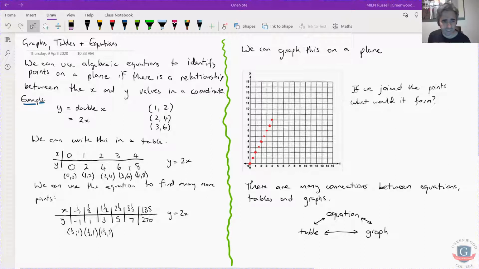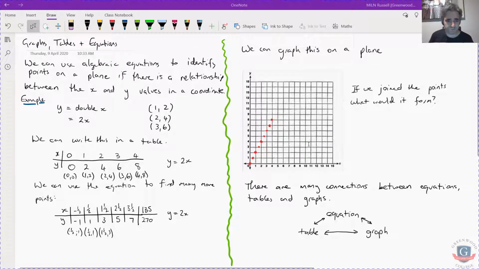So, now once we've got it in a table, we can put it on a graph. 0, 0, there it is there. 1, 2, there it is there. 2, 4, there it is there. And we can put all of these on here, that's all the whole value numbers. And then here's all the halves. Half, 1, 1 and a half, 3, 2 and a half, 5, so on and so forth.